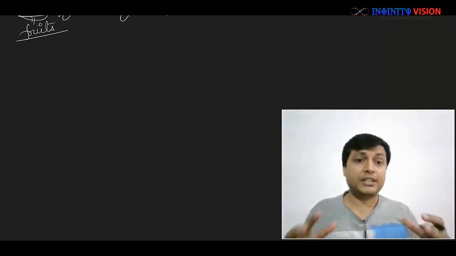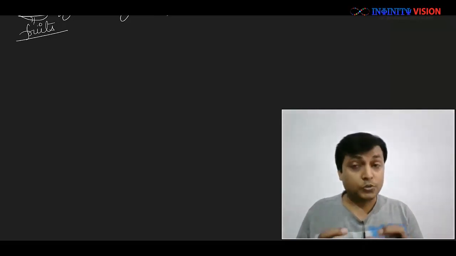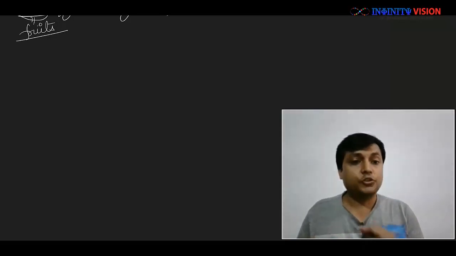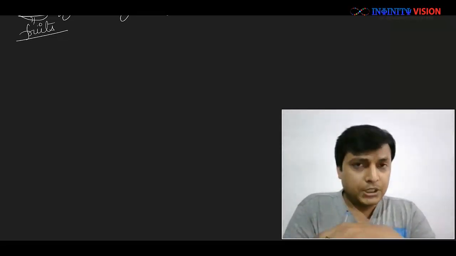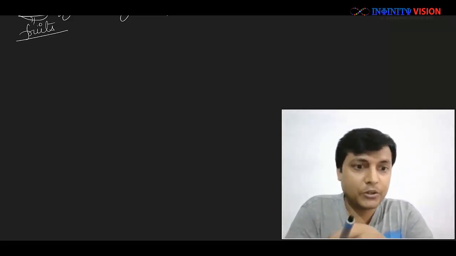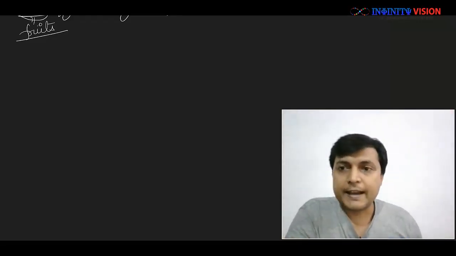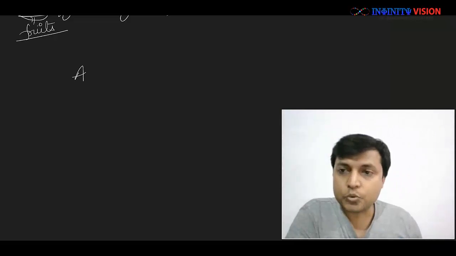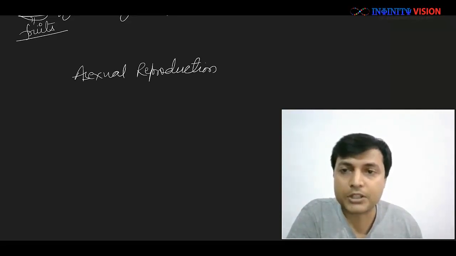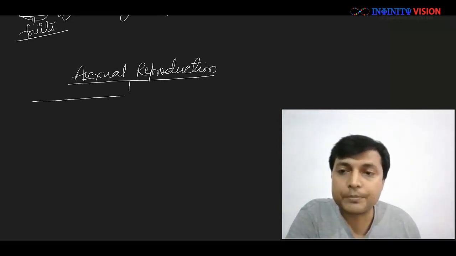Okay, so far what we have seen in this chapter, in these lectures, was about the sexual reproduction in flowering plants, that is angiosperms. Okay, now do you think that the flowering plants only do sexual reproduction? Obviously, no. They also do asexual reproduction, right? So let us have a brief idea about asexual reproduction in flowering plants. We have seen the sexual reproduction in detail so far. Now we are going to have a glimpse of asexual reproduction, right?